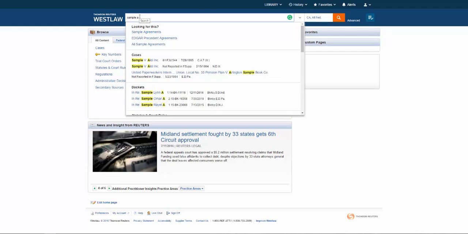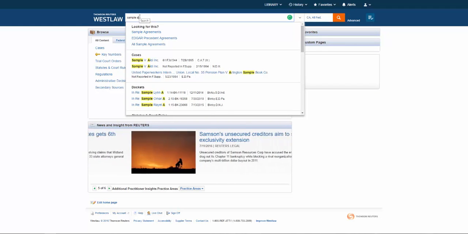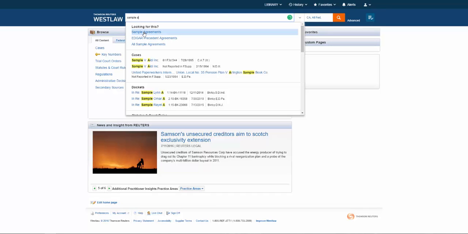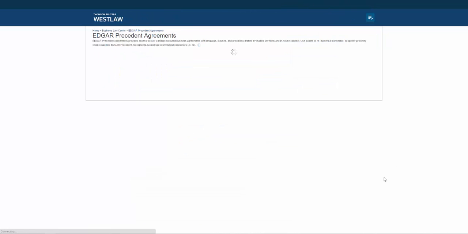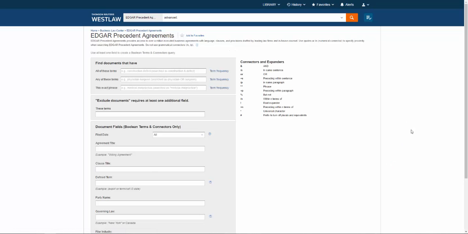And so you'll notice that when you type in sample agreements, Westlaw will suggest the discrete database for sample agreements, but there's also a separate database just on Edgar agreements. Edgar, for those of you that don't know, is the electronic filing system for the SEC. Many publicly owned corporations will submit their required filings to Edgar, along with exhibits, which may include some sample documents that could be useful for you.